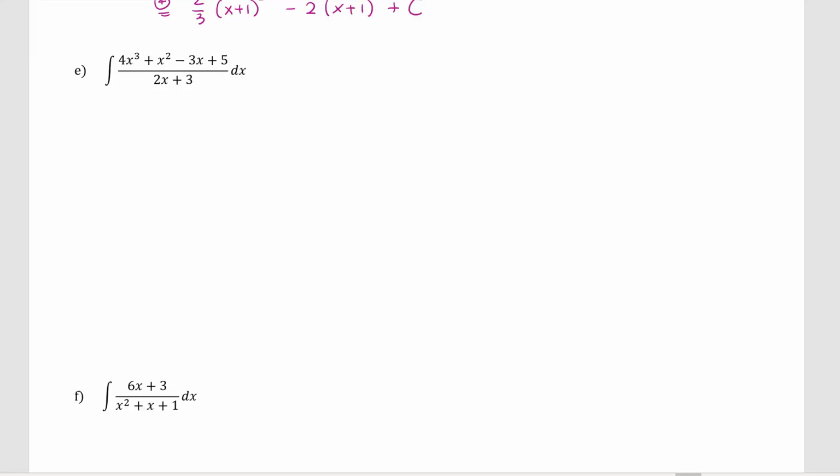So what is that? Well, okay, long division, 4x cubed plus x squared minus 3x plus 5, divided by 2x plus 3. What is that? Well, what multiplied by 2x to get 4x cubed? Well, that is 2x squared, right? Then we have 4x cubed plus 6x squared. Use the first line, subtract the second line. x squared minus 6x squared is negative 5x squared.